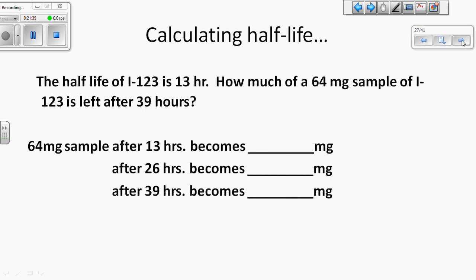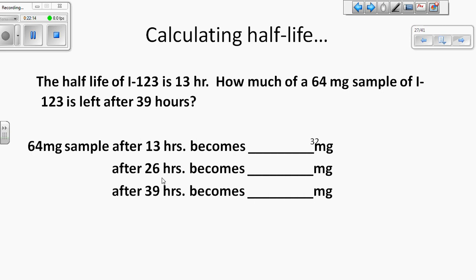All right, here's another one for us to try. It says the half-life of I-123 is 13 hours. How much of a 64 milligram sample of I-123 would be left after 39 hours? So if you get a question like this, this would be probably the best way to set it up, okay? You would start with the amount that you have at the beginning, and then after 13 hours, half of this is going to decay. So what's half of 64 milligrams? If you said 32 milligrams, then you were correct.